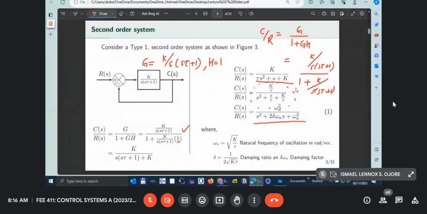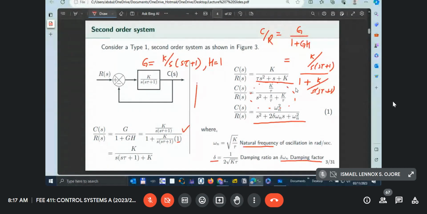This corresponds to what we call the standard second order system equation, which is omega n squared divided by s squared plus 2 delta omega n s plus omega n squared, where omega n is the natural frequency of the system, and delta is the damping ratio, where delta omega n is what we call the damping factor.